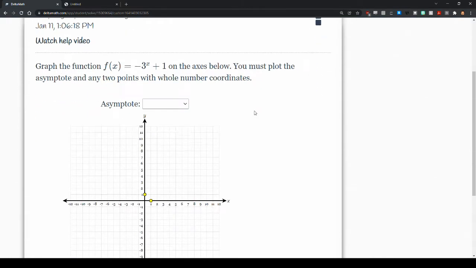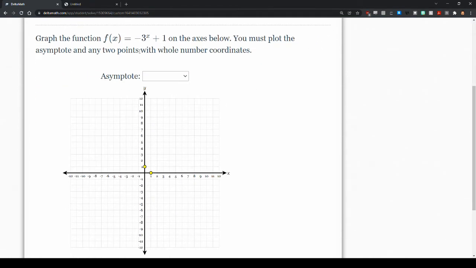So in the next section, we're told to graph this function -3 to the x plus 1. Okay, what kind of asymptote do we have? Remember, it's always a horizontal asymptote. Okay, it's always a horizontal asymptote. And one thing to note is, I'm actually going to pop over to Smart Notes. Let's do that.